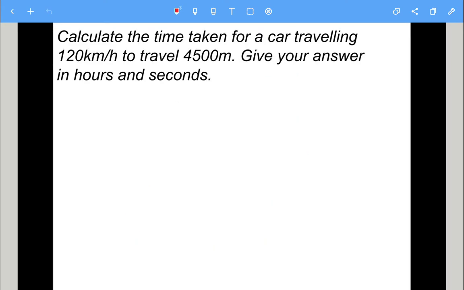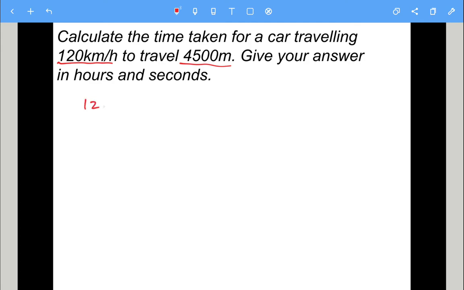Right, so if you want to try this one, calculate the time taken for a car travelling 120 kilometres per hour to travel 4,500 metres. Give your answer in hours and seconds, maybe hours and minutes and seconds. Let's just see what it is. So we need to convert the speed into metres per second, and then we've got our distance. So let's do the speed first.